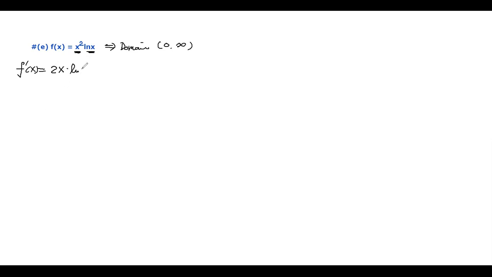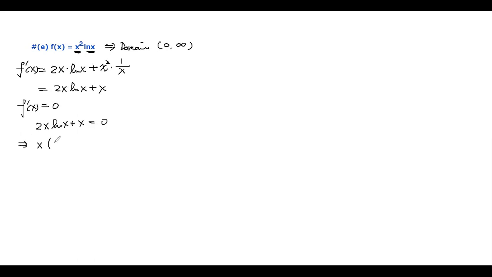times natural log x plus x squared times the derivative of natural log x, which is what? 1 over x. Okay, good. So this is 2x natural log x plus x. That's right, good job. So what do we do? Set it equal to what? 0. So we have 2x natural log x plus x equal to 0.